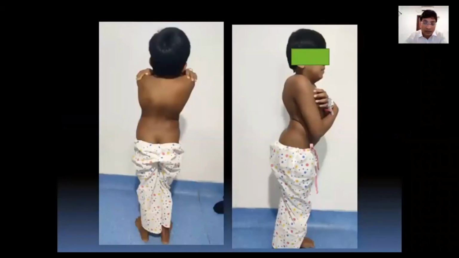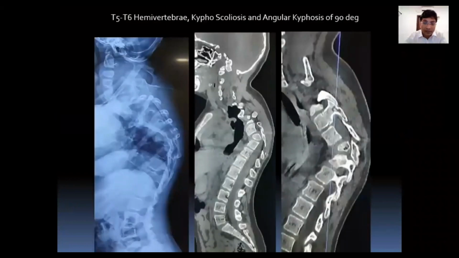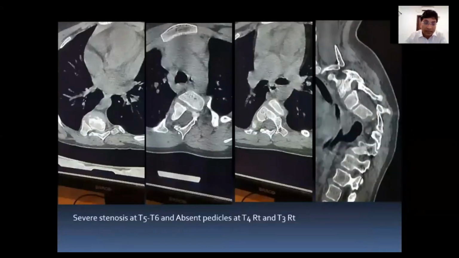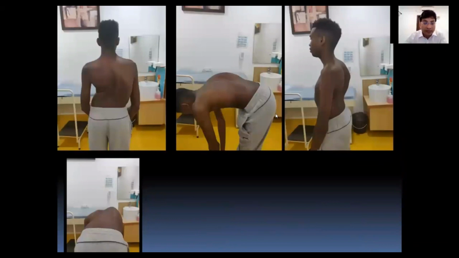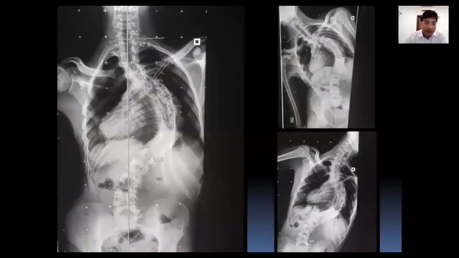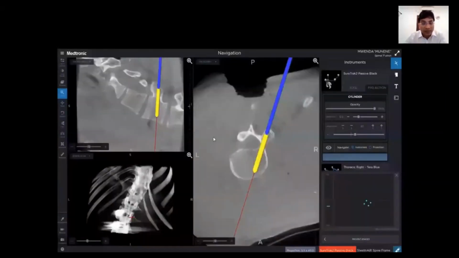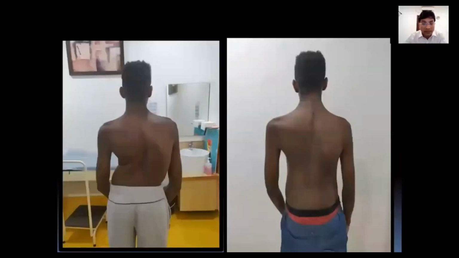This is another child with congenital kyphosis with a hemivertebra, and as you see in the CT scan, she has absent pedicles at the level of T5 and T3, T4 on the right side, and tight stenosis. So this correction was done under navigation and O-arm with the use of a navigated drill, and a safe correction was obtained in this patient. Another patient with a rigid deformity, you can see the pedicles are barely visible under the X-ray. So this was done under 3D navigation and O-arm, and a fair correction of deformity was obtained in this child.